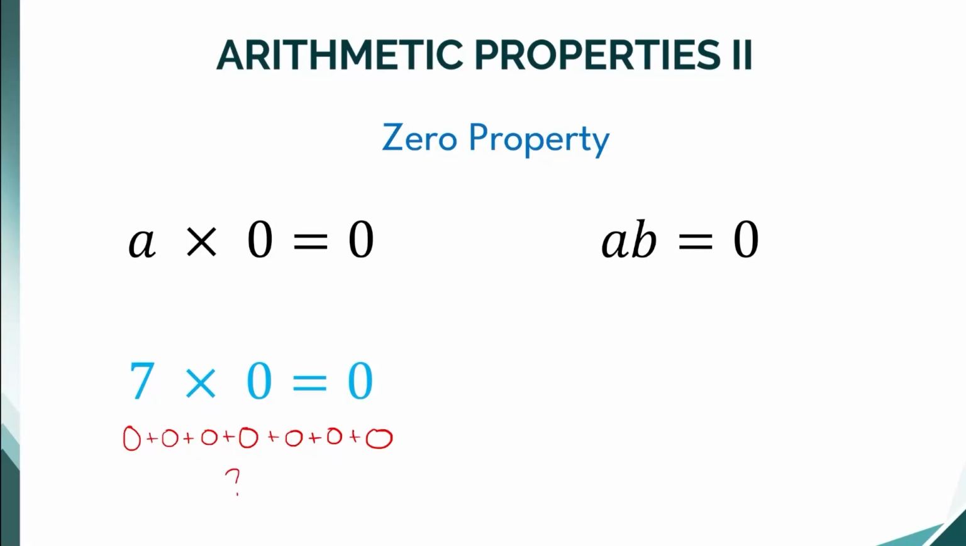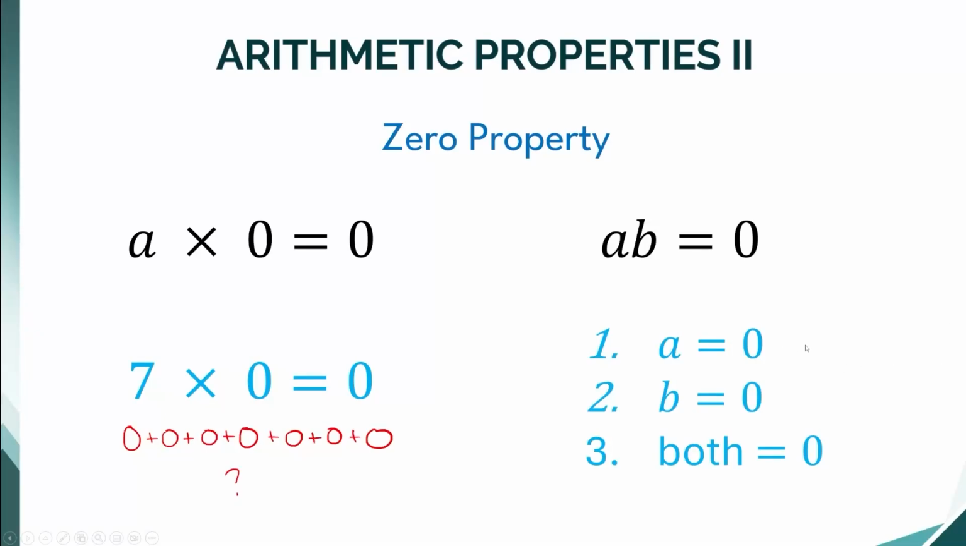Well, there are possibilities. Possibility number one is that A equals 0 and B does not. So for example, maybe B equals 27. 0 times 27, of course, is going to be 0. The second possibility is B equals 0, but A does not. Maybe A equals negative 100, in which case it still equals 0. Or the third possibility, they both equal 0. 0 times 0 is indeed 0. If you multiply anything by 0, even if the A is 0, you're going to get 0.